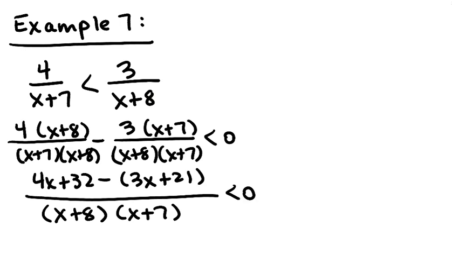All right, so I need to start combining like terms. I'm going to have 4x minus 3x is 1x. 32 minus 21 is 11. So I have x plus 11.